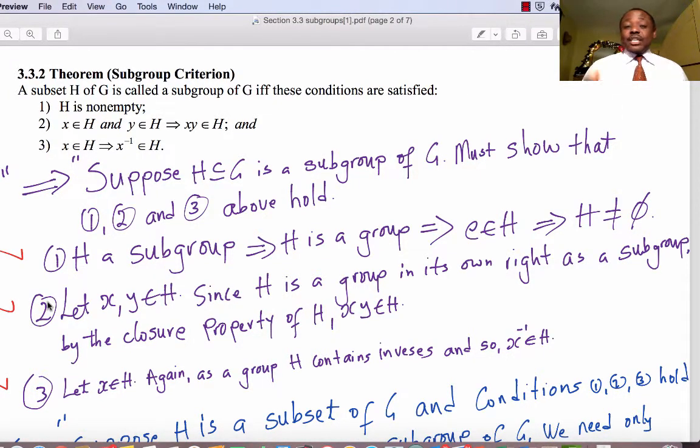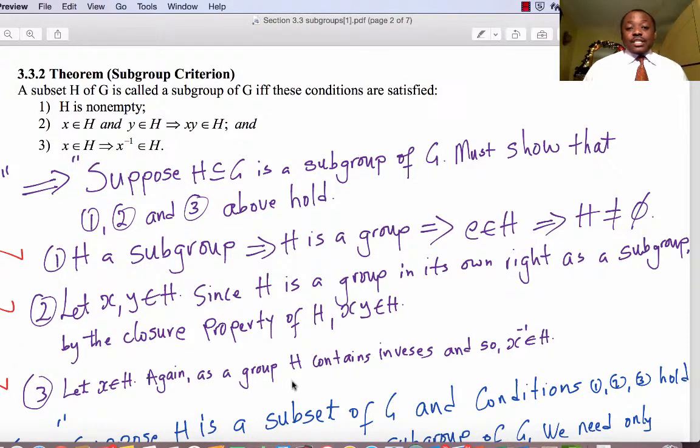Condition 2, we prove closure. Well, if H is a subgroup, then it is a group in its own right. And as a group, the second axiom that defines a group is closure. So for every x, y in H, since H is a group in its own right, xy is in H. Therefore, closure holds in H. For condition 3, we have to prove the existence of inverses. Let x be in H. Again, H is a group, and the fourth axiom that defines a group is that groups contain inverses.